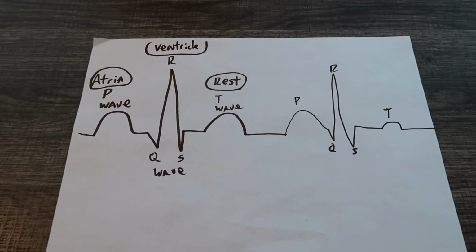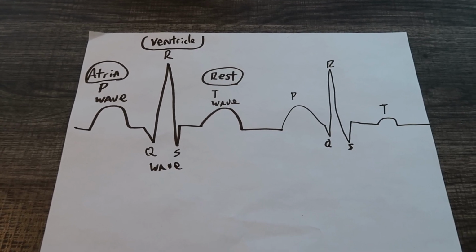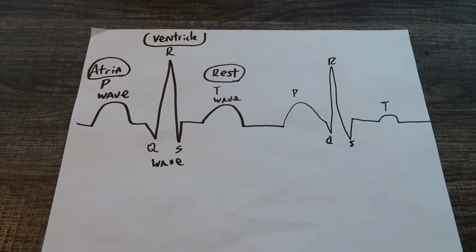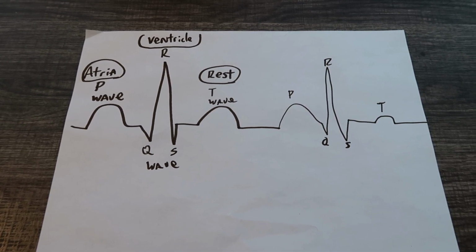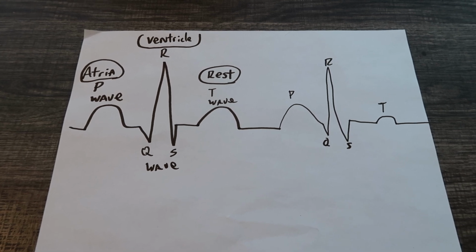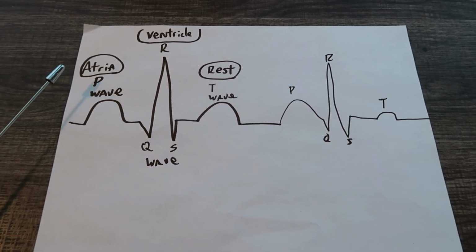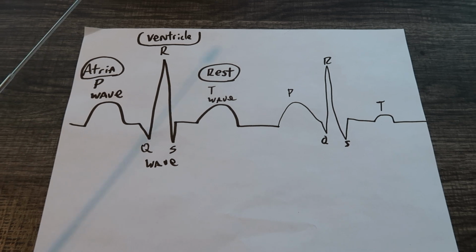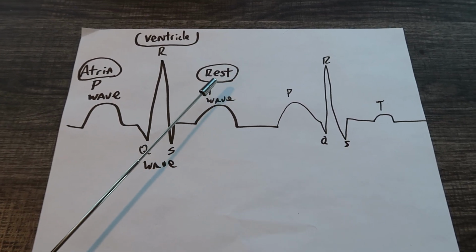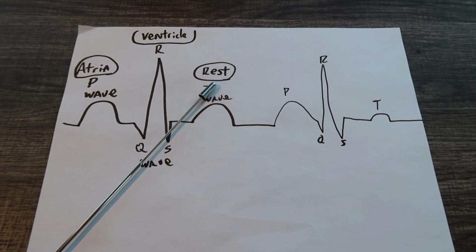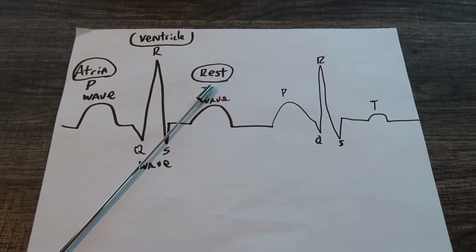So the conduction system that I talked about concerns two different areas, the atriums and the ventricles. Now we can measure that in an ECG or an EKG. What we're looking for is contracting of the atriums and then contracting of the ventricles, and then in a split moment of time we'll have both sides rest.